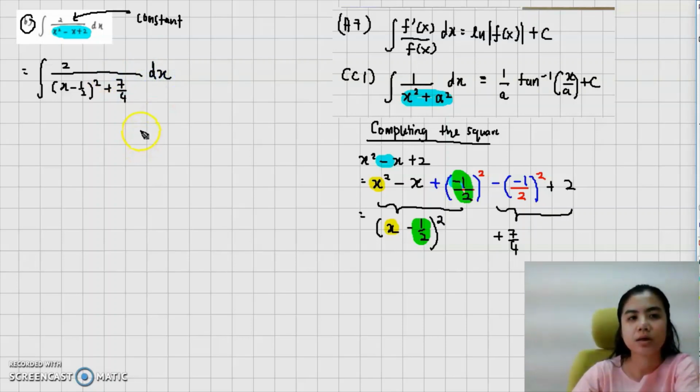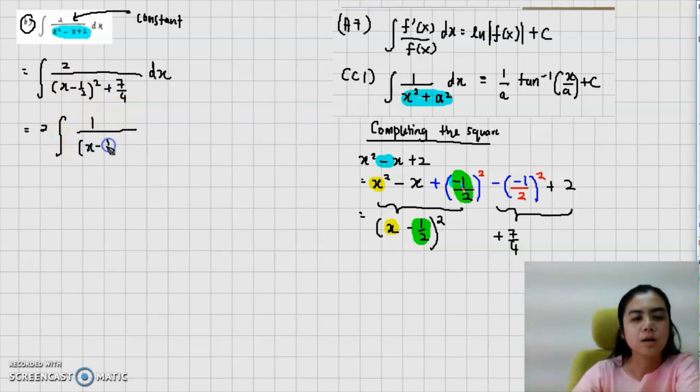Now we have this. Of course the number 2 you can take it out, and we have the form of this. Try to look at this C1 again. It's supposed to be x squared, but what we have here is x minus 1 over 2. So that means you have to manipulate this one more time, just so that it is in the form of this. How to manipulate it is not difficult.